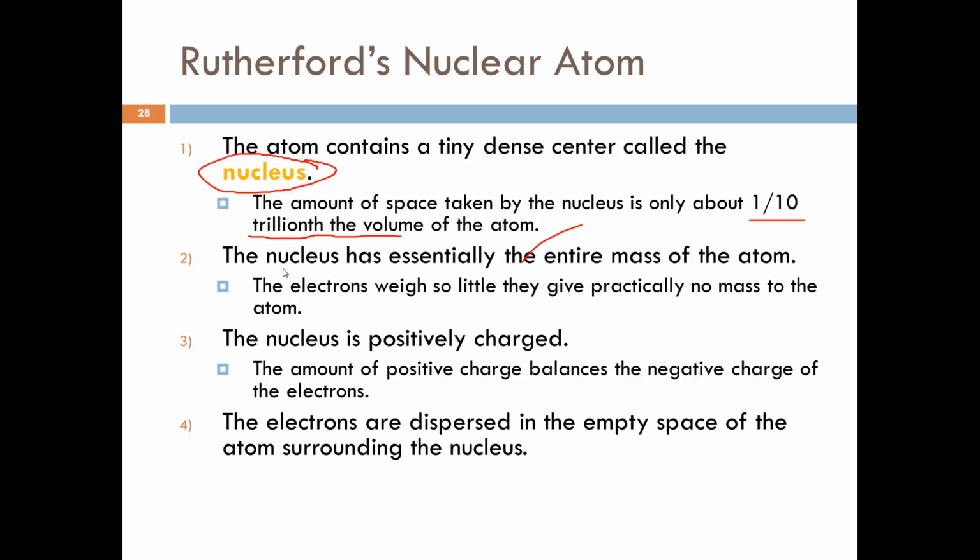The nucleus has essentially the entire mass of the atom. The electrons weigh so little they give practically no mass to the atom. The nucleus is positively charged. The amount of the positive charge balances out the negative charge of the electrons. So this is what Thomson was saying here: that the positives and negatives were canceling out. However, with the plum pudding, he thought it was a cloud of positive, whereas Rutherford came in and said that all the positive was in the middle. The electrons are dispersed in the empty space of the atom surrounding the nucleus.